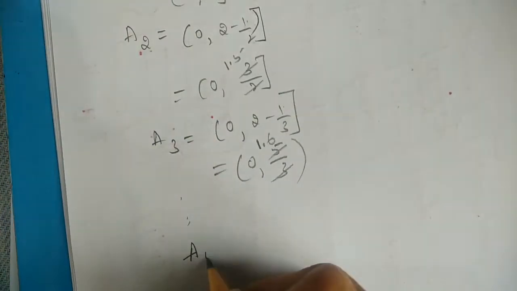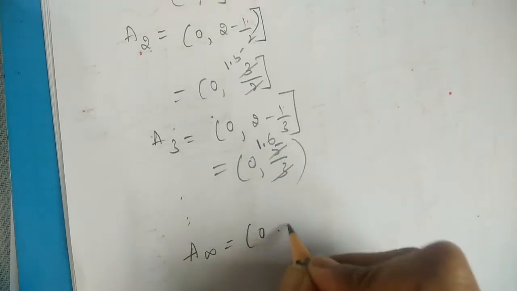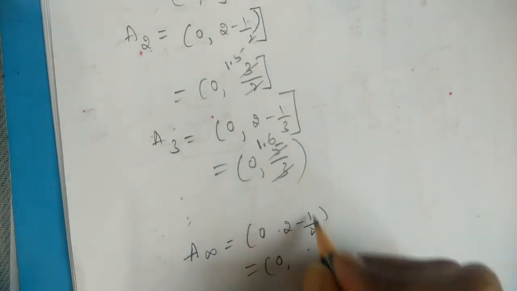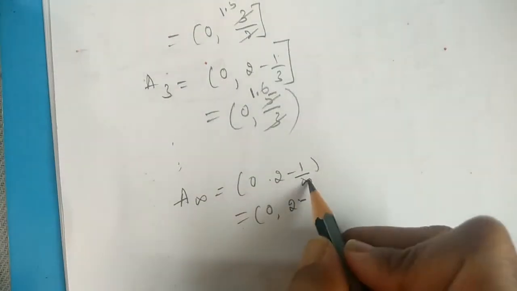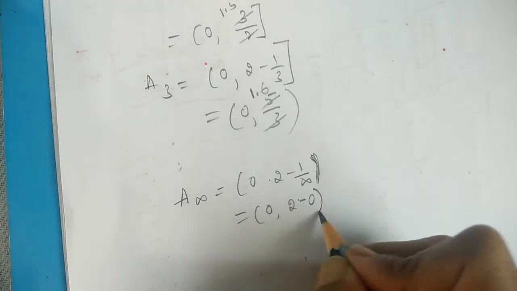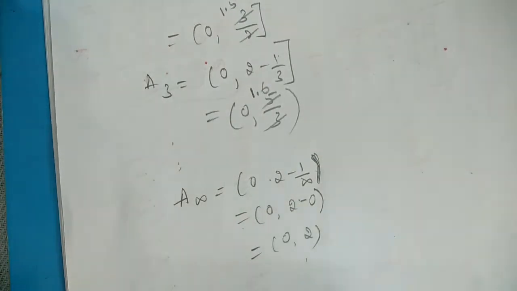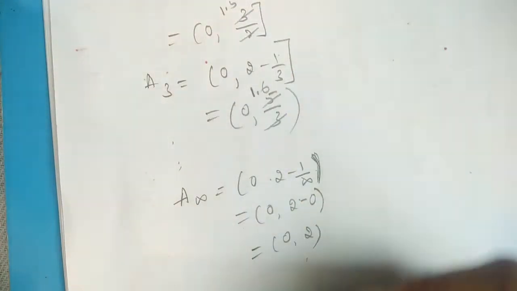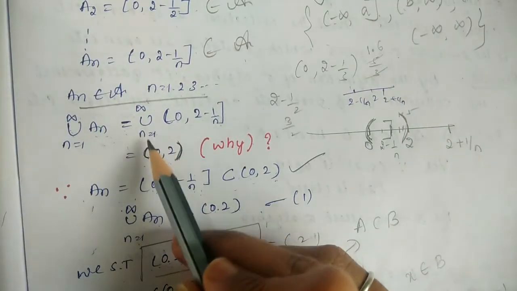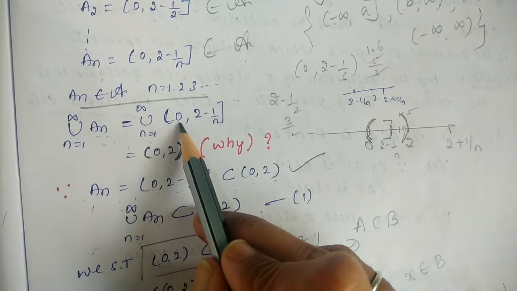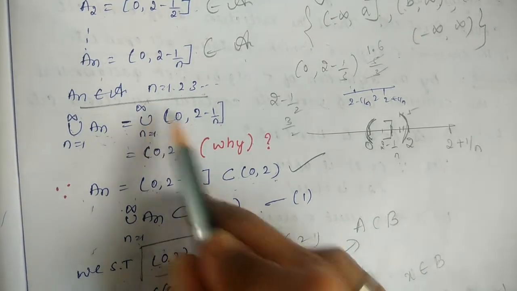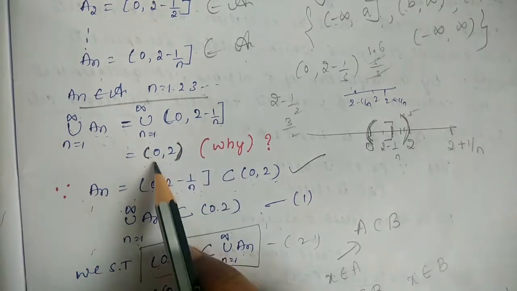Say if you take infinity: 2 minus 1 by infinity. We don't know the infinity value, so for that I am considering an open interval. So 1 by infinity is 0, that is (0, 2). So clearly the union of An, n from 1 to infinity, is open at 0 and open at 2. So the union over n from 1 to infinity of (0, 2 minus 1 by n] is (0, 2).